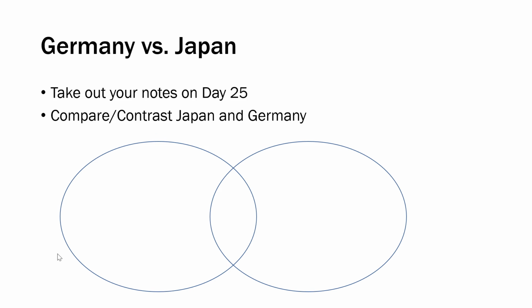But that is where we're going to spend about 10, 15 minutes or so. Again, use your notes from day 25, the notes that you just took from day 26. At the bottom of that page, that's where you want to create that Venn diagram. Once you're finished, you are good to work on other things.